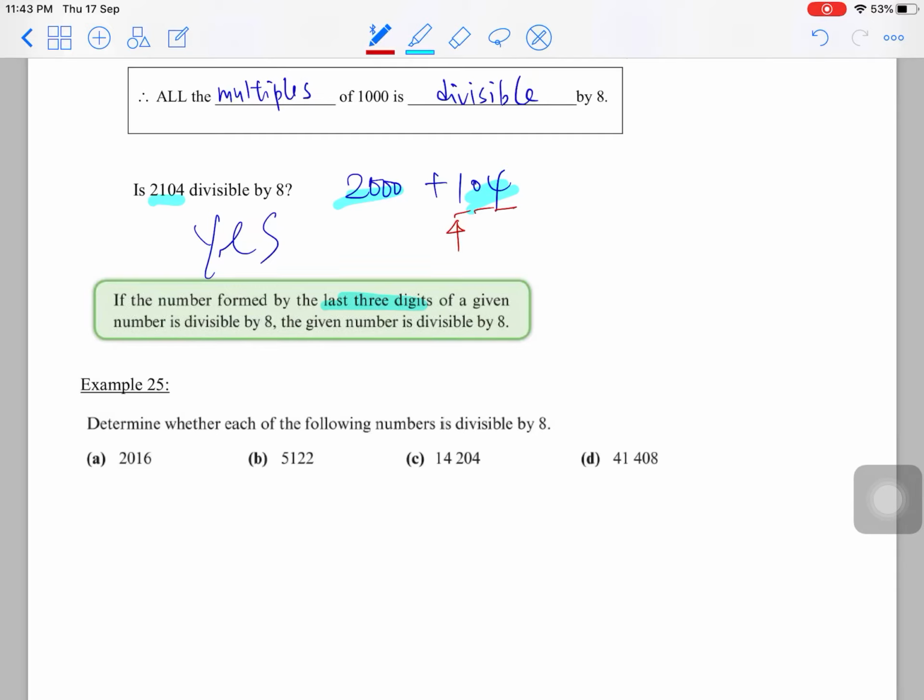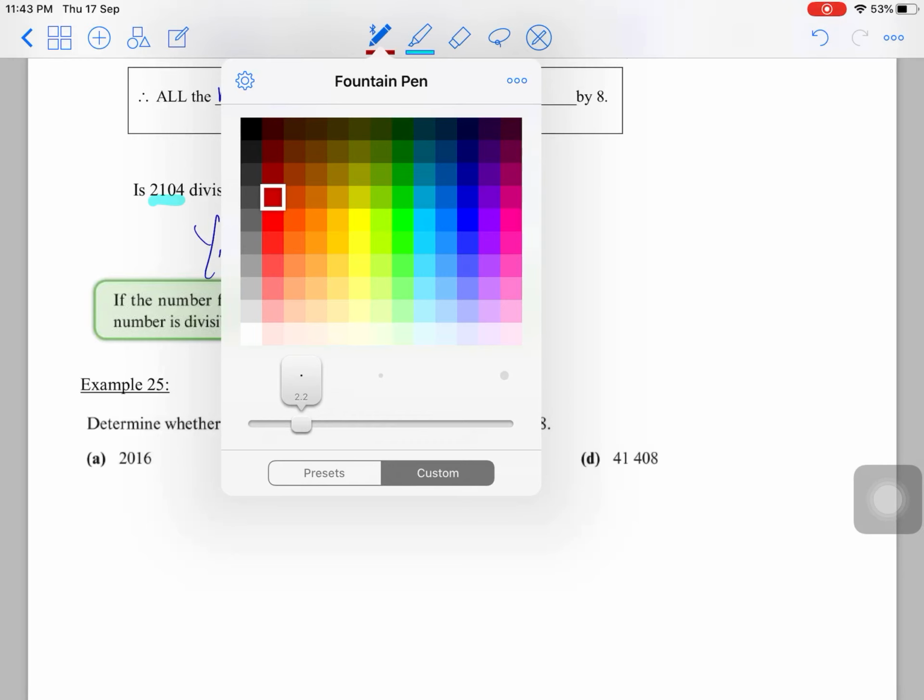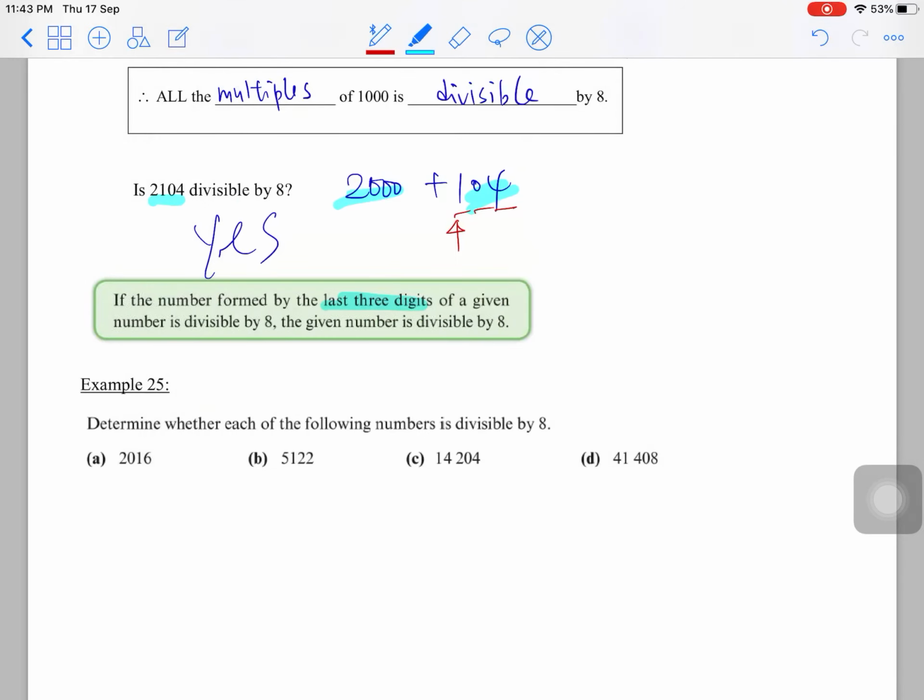Let's do example 25 together. So check the last three digits. Actually 016 is 16. 16 is divisible by 8. Then this one is yes, because 16 is divisible by 8. We just check the last three digits.